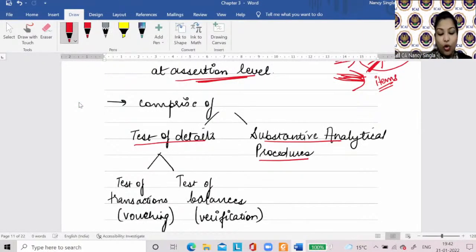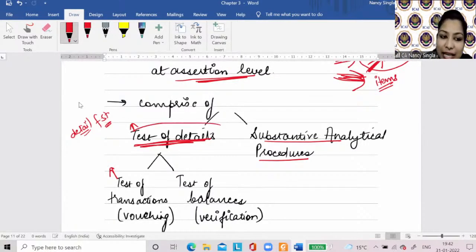See, test of details, as the name suggests, means you are checking each and every detail that has been given in the financial statement. You are checking the expenses, the income, the assets, the liabilities, and the disclosures. So you're checking everything in detail about the financial statement, which is test of details. Now, what are substantive analytical procedures?